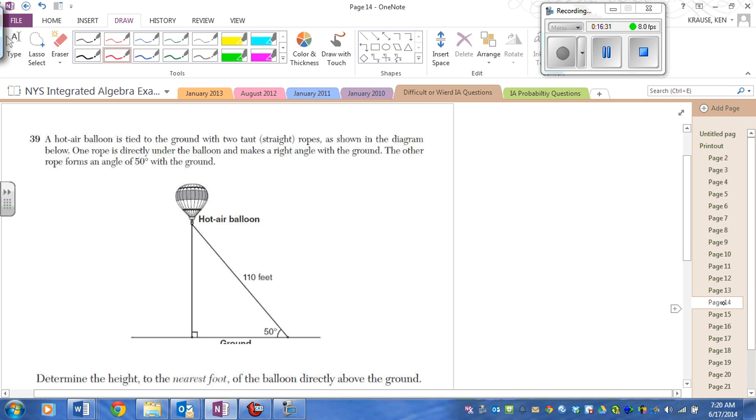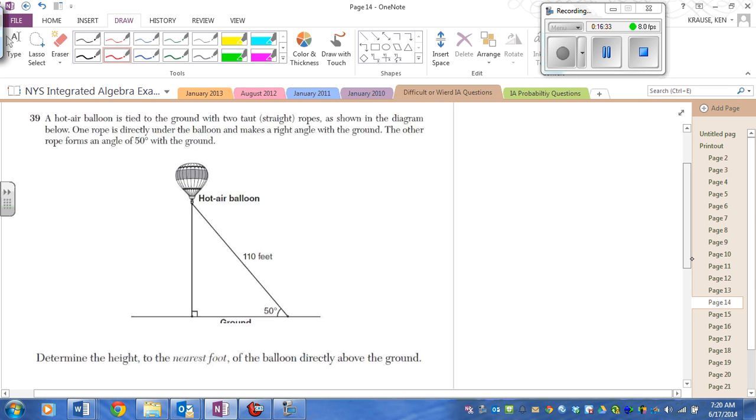Alright, page 14. A little trig. As soon as I see this angle? Some old horse caught another horse taking boats away. To the height of the nearest foot, the balloon directly above the ground. So we're looking for this.